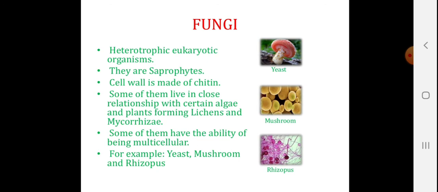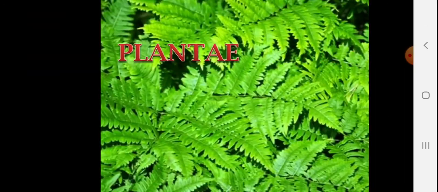Some of them live in a close relationship with certain algae and plants, forming lichens and mycorrhizae. That is a symbiotic relationship. We have studied in our class what lichen is. Lichen is the association of fungus with algae. Here, fungus provides shelter to the algae and algae in return provide food to the fungus. So this kind of association is known as symbiotic association. Some of them have the ability to be multicellular, for example, yeast, mushroom and rhizopus.